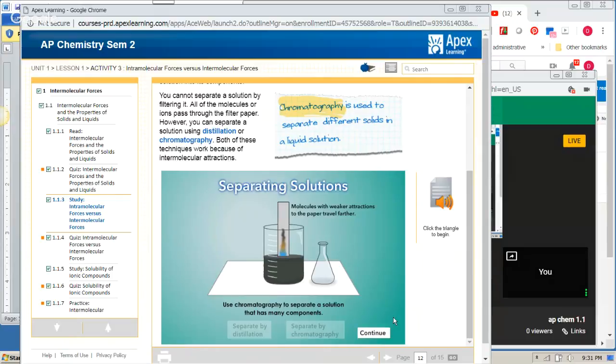The components in a solution travel different distances through the stationary phase. Molecules that are strongly attracted to the stationary phase do not travel very far. Molecules that travel farther have weaker attractions to the stationary phase. Using a different solvent or stationary phase can improve how well the parts of a solution are separated. Solutes will stay in the mobile phase longer if the attractions between the solute and solvent are greater.